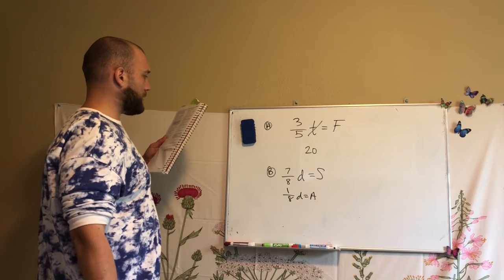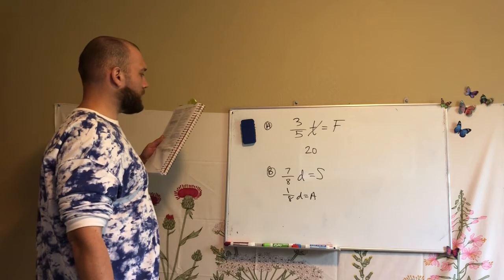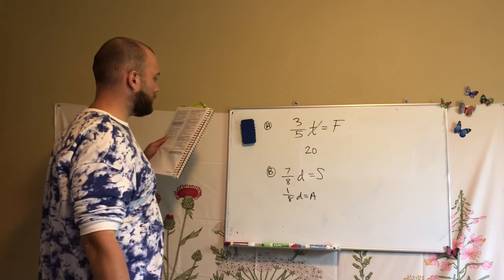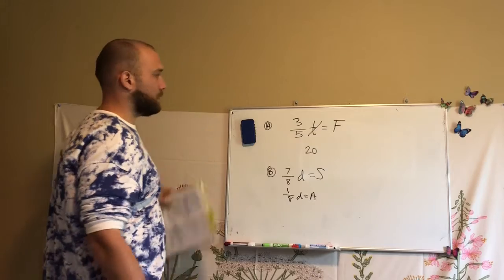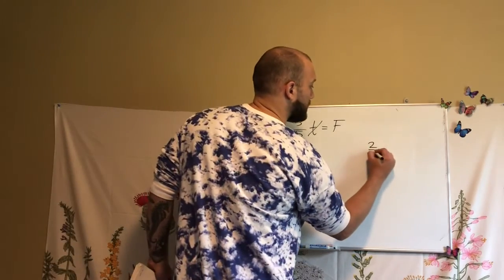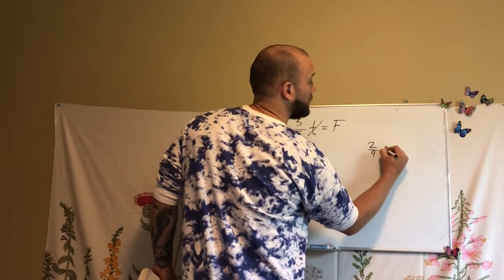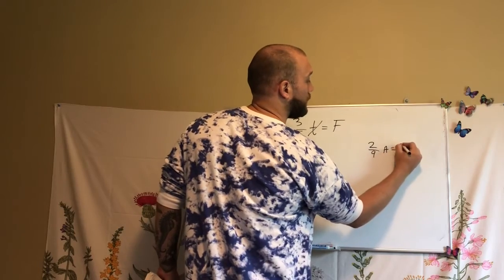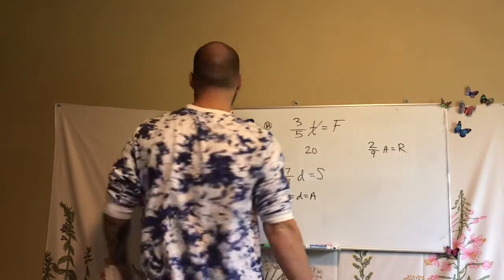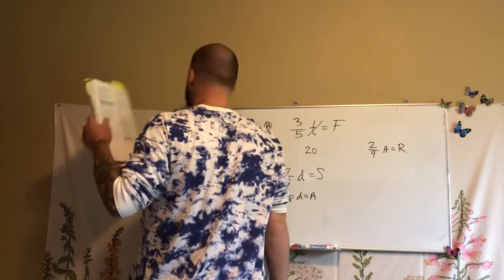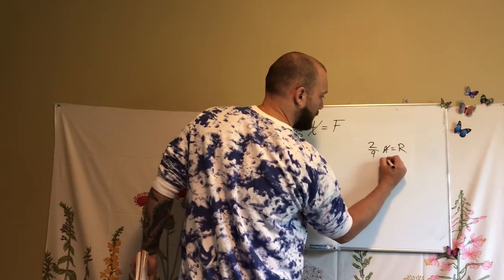Well, if I have 7/8 of the dogs were sleeping, I know that 1/8 of the dogs were awake. Okay, next one. 2/9 of the apples were ripe. There were 18 apples. So I have 2/9 of the apples were ripe. And how many apples did I have? 18. So I can cross that out and put 18.